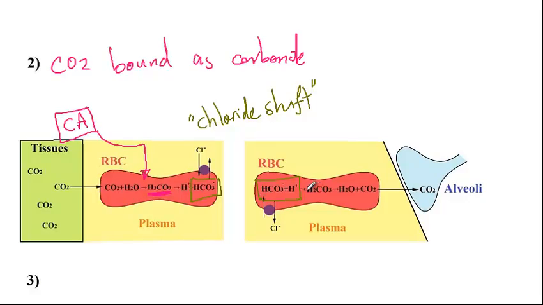Now bicarbonate will combine with the hydrogen ion in order to form carbonic acid, and then carbonic acid will dissociate into water and CO2, and CO2 will be expelled into the alveoli. And then the final mechanism is CO2 bound as carbamate.